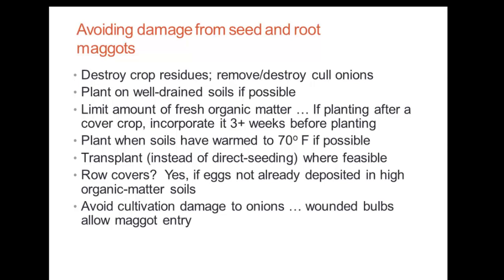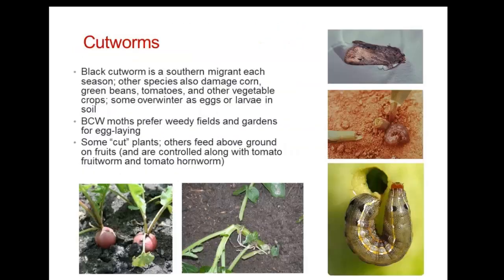Transplanting helps. You get less damage to transplanted crops than direct seeded crops. Row covers can keep flies off, so the floating row covers, and you avoid damaging onions by cultivation, because that will allow entry for later generations of seed corn maggot.